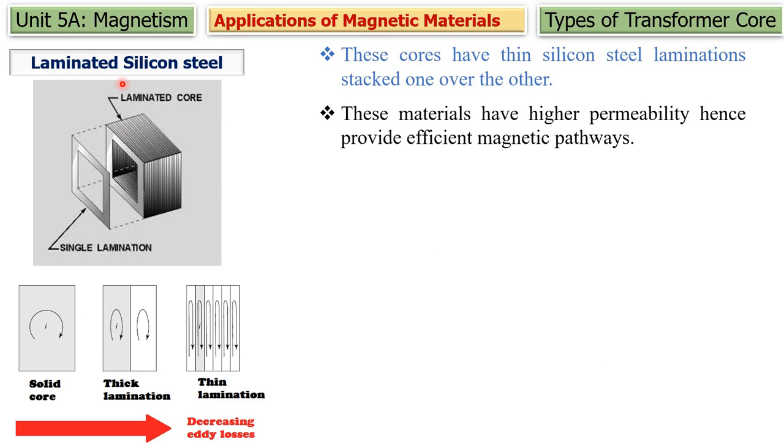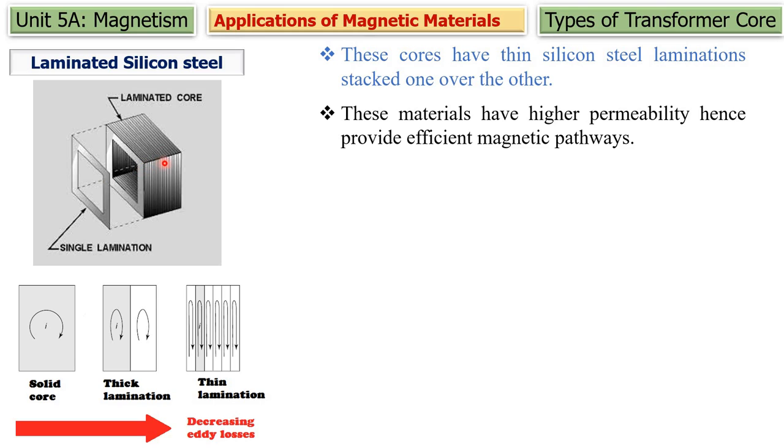So this magnetic material, silicon steel, is used as a magnetic core here, and that's why it is called silicon steel. Laminated, because a single block of silicon steel is not used, but silicon steel is used in the form of thin sheets stacked one over the other. So these cores have thin silicon steel laminations stacked one over the other. It reduces eddy current formation, it reduces eddy current losses as compared to a solid core.